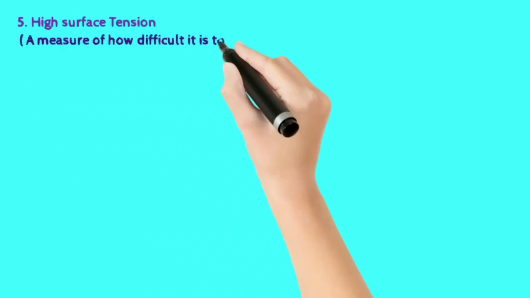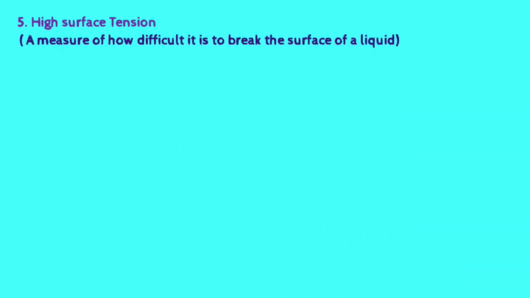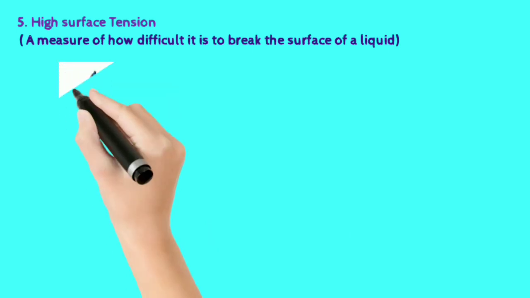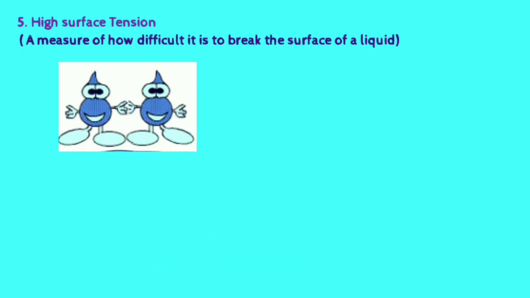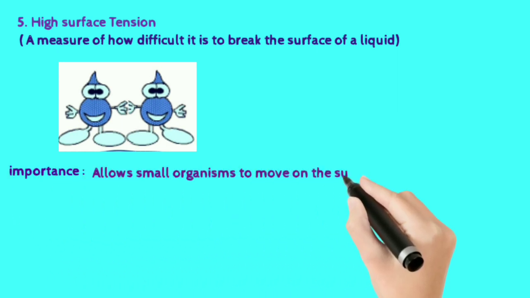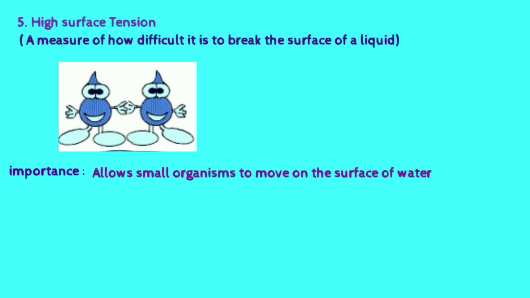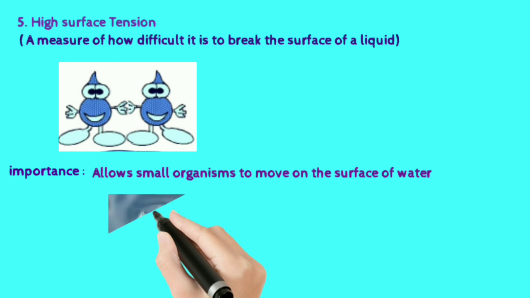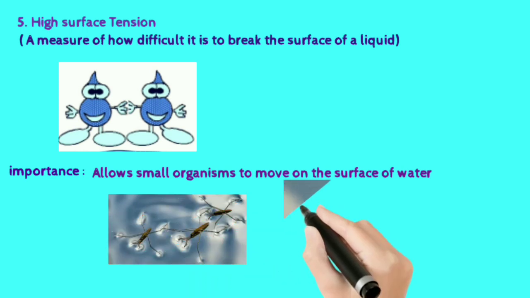5. High surface tension. High surface tension is a measure of how difficult it is to break the surface of a liquid. High surface tension of water is the tendency of the water surface to resist being broken. Molecules of water at the surface feel attraction only to molecules below and beside them. The inwardly cohesive forces produce high surface tension. The importance of high surface tension is to allow small organisms to move on the surface of the water.